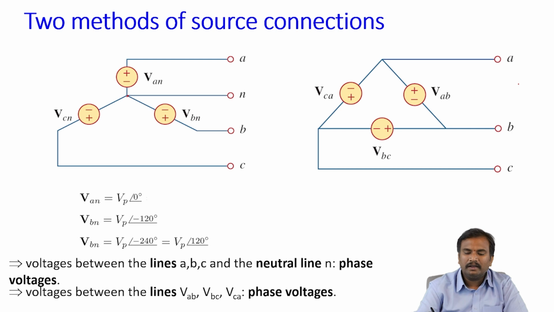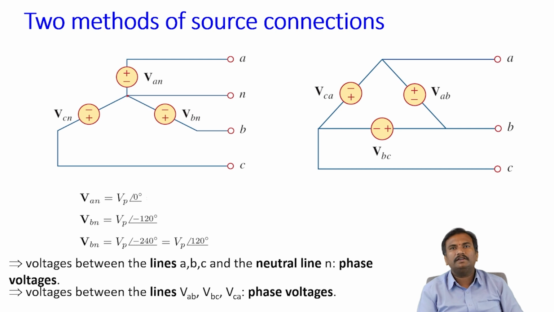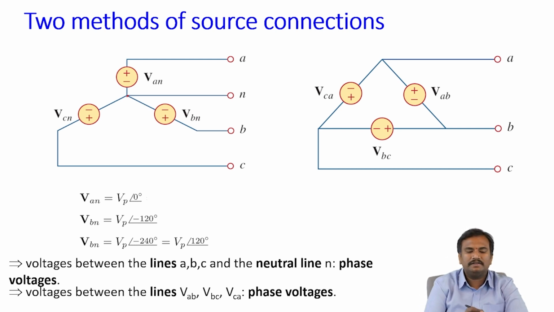These are the voltages. VAN we can write as VP at an angle 0 degrees. That is, always one voltage will be taken as the reference voltage, at 0 degrees. VAN is equal to VP at an angle 0 degrees, and VBN is equal to VP at an angle minus 120 degrees. VCN is equal to VP at an angle minus 240, that we can write as VP at an angle 120 degrees.